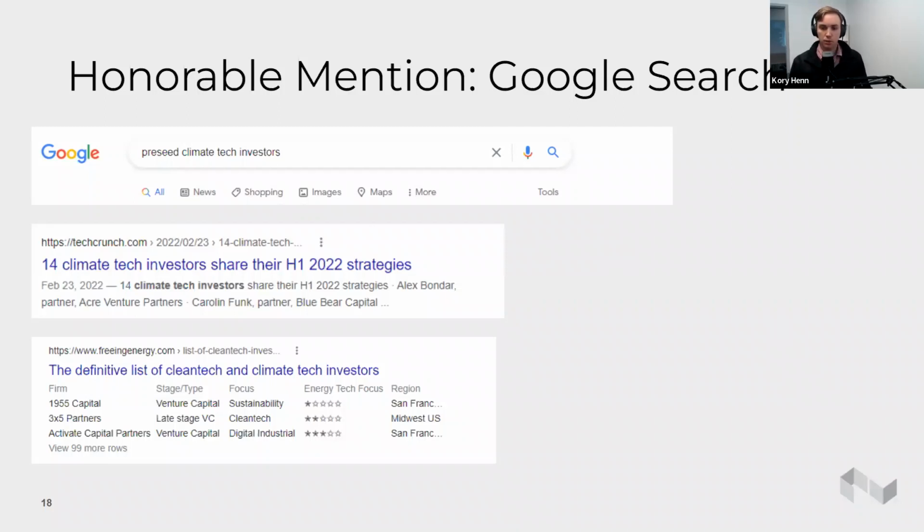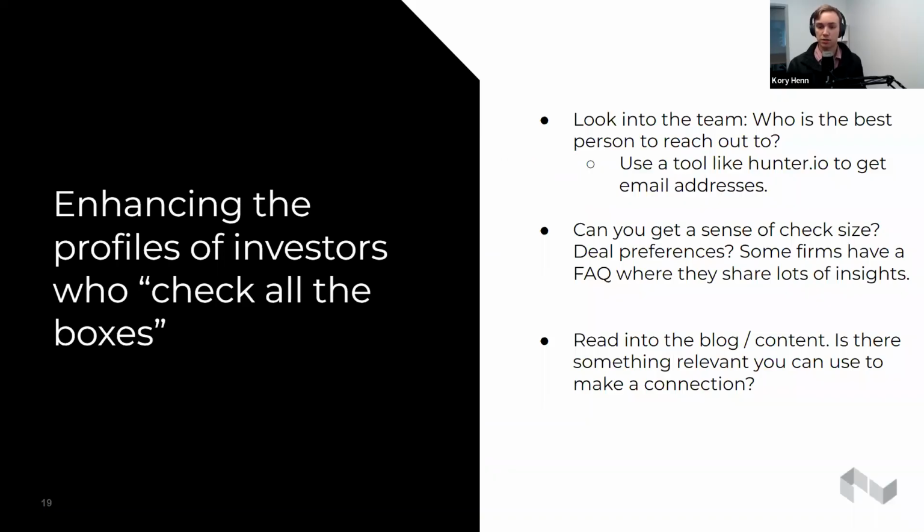Now that we have our checklist, and now that we know where to find investors, and maybe we already have a list of some folks who are a fit, what do we do with these individuals? What do we do with these firms? We want to enhance the profiles of the investors who check all the boxes. So we want to start going a few levels deeper beyond just the firm's name. So look into the team. Who is the best person on the team to reach out to?